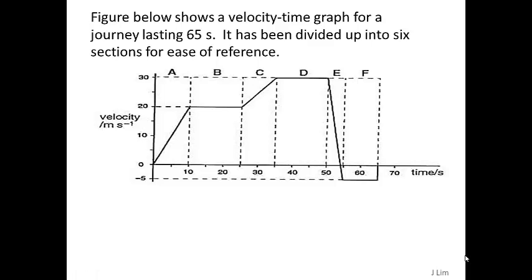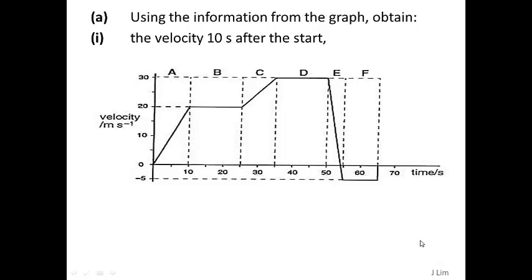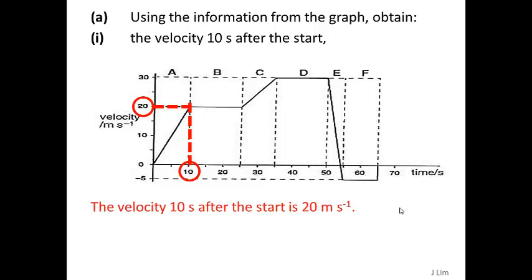Figure below shows a velocity time graph for a journey lasting 65 seconds. It has been divided up into 6 sections for ease of reference. Using the information from the graph, obtain the velocity 10 seconds after the start. So 10 seconds after the start, the velocity is 20 meters per second.